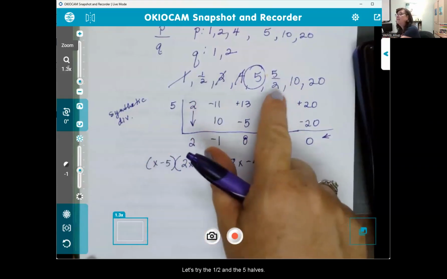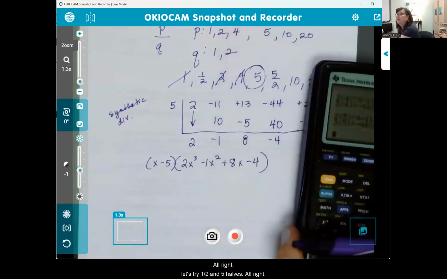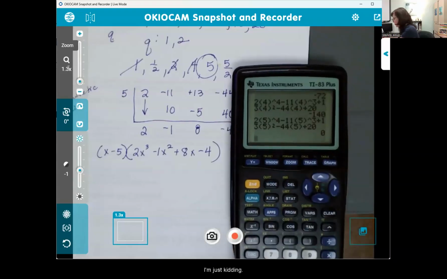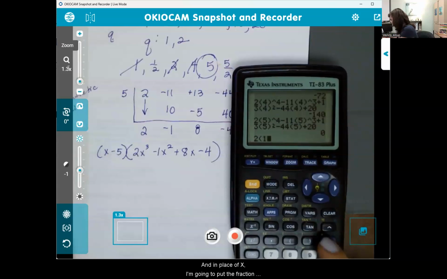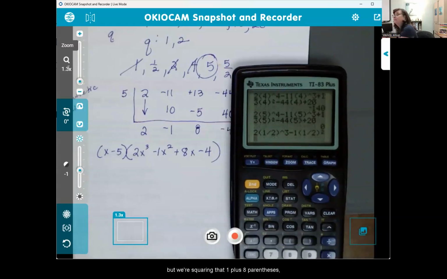Let's try the 1/2 and the 5/2. All right, so my smaller depressed equation, it's kind of a sad equation, it's depressed. No, I'm just kidding. Depressed meaning smaller here. So 2, and in place of x, I'm going to put the fraction 1/2, to the 3rd power, minus 1, and in place of x again 1/2, but we're squaring that one, plus 8 times 1/2, minus 4.